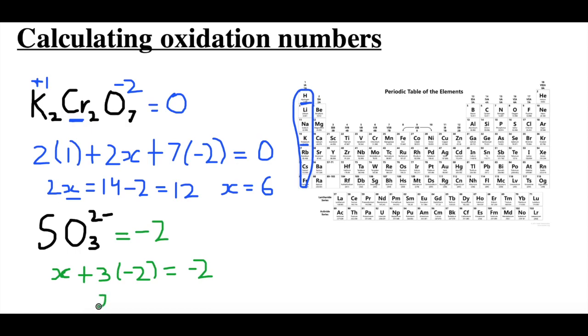So simplifying this equation, x will equal 3 times -2, which is -6. It's moved to the other side, it becomes +6, and +6 minus 2 is 4. So the oxidation number of sulfur in this case is 4. This is how we calculate oxidation numbers.